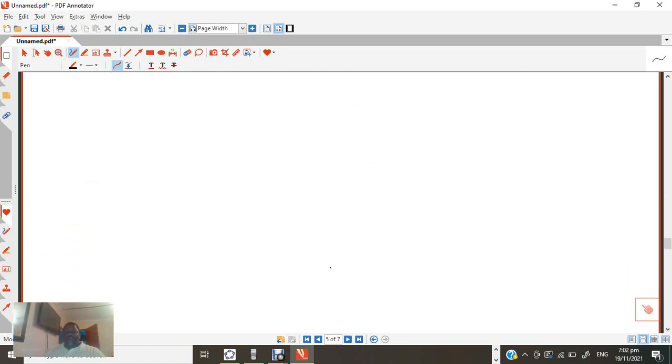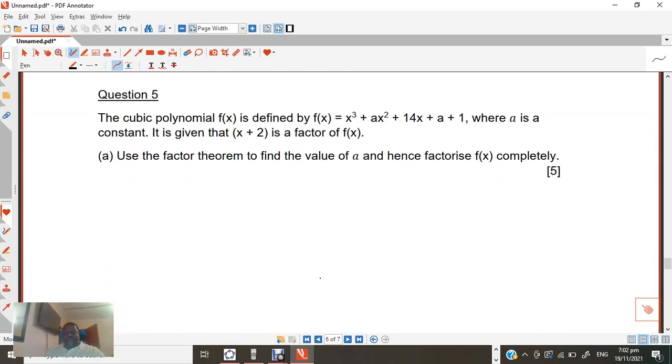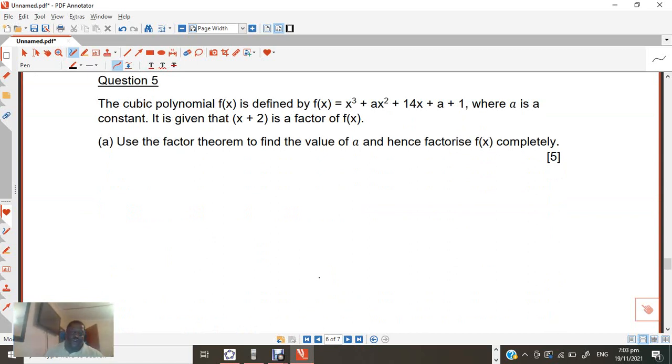Okay, right, so we have one more question here. We have a cubic polynomial, and it's defined by that. And a is a constant, and it's given that x plus 2 is a factor. That means if x plus 2 is a factor, using the remainder theorem, we should get 0 as an answer. First, it is very important that we establish that.